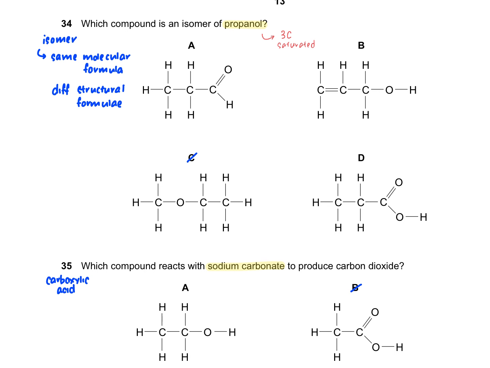So if you just want to be careful, you might want to write out the formula of propanol, C3H7OH, and then you compare it to option C, and you find that it has the same molecular formula as well, but the structure is different. We don't have an alcohol here. This is actually an ether.